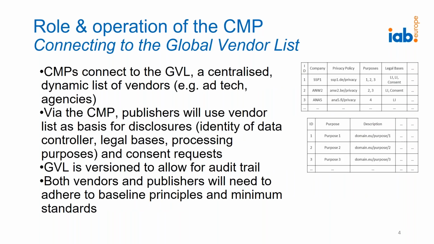So the CMP has to connect to the GVL, to the global vendor list. This is the centralized and constantly updated dynamic list of vendors. And the global vendor list is also a really important source of information for publishers, because the publishers will rely on that vendor list as the basis for the disclosures that they need to make about the identity of the third parties that they are working with, their partners, the legal basis that those partners are using, and the purposes for which those partners need to process data.